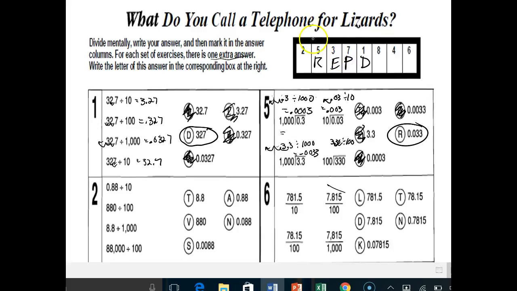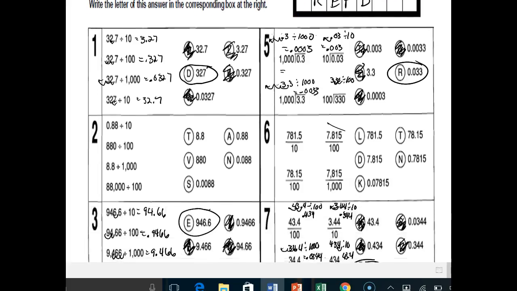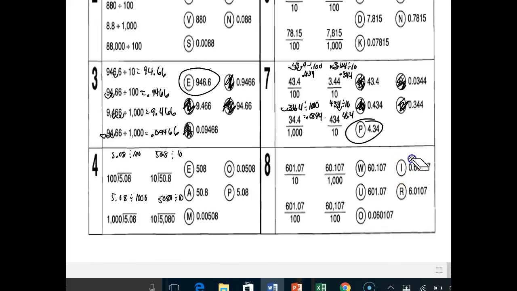What do you call a telephone for lizards? You'll do the evens to figure out that answer right there. If you don't get something that makes sense, you've obviously messed up. Good luck. Call me if you have questions.